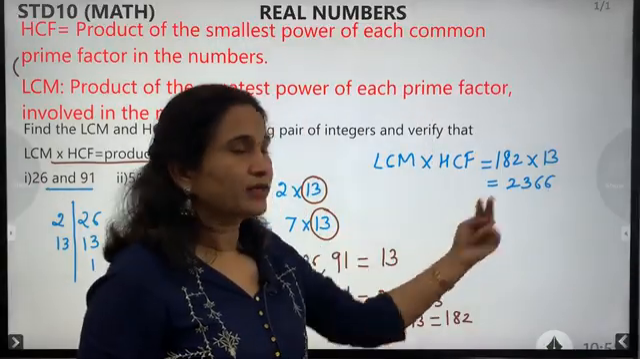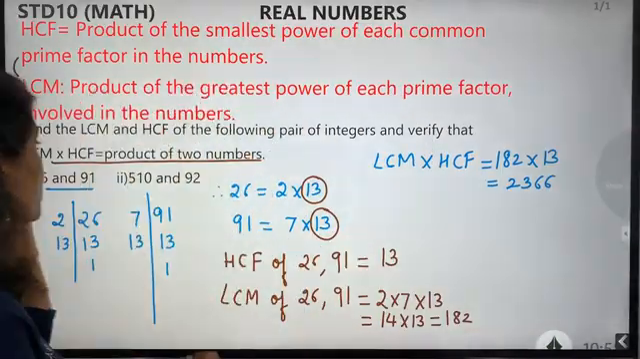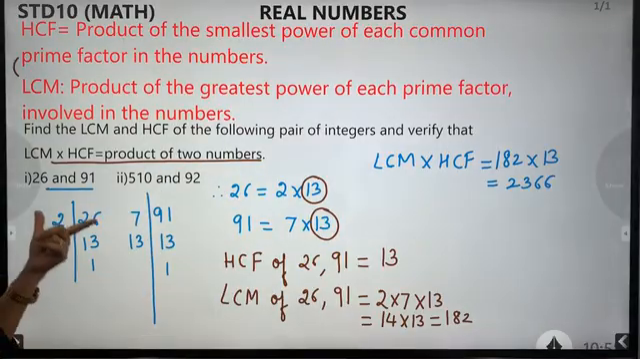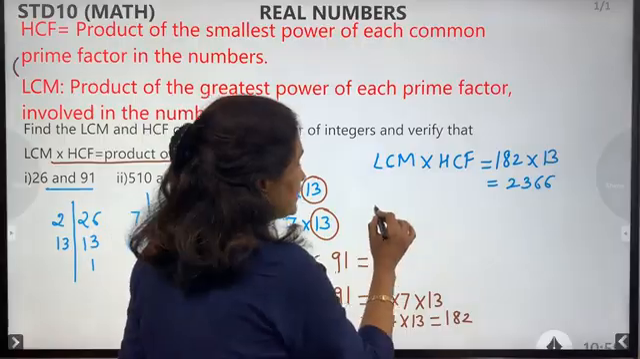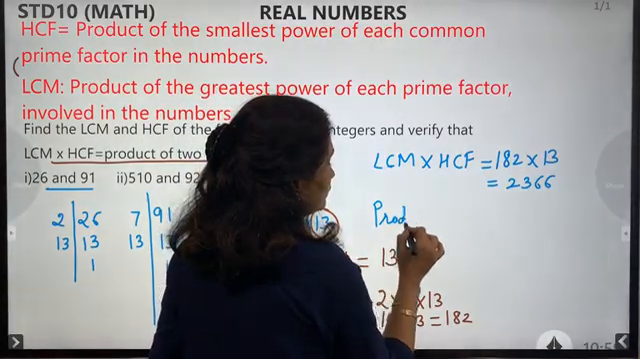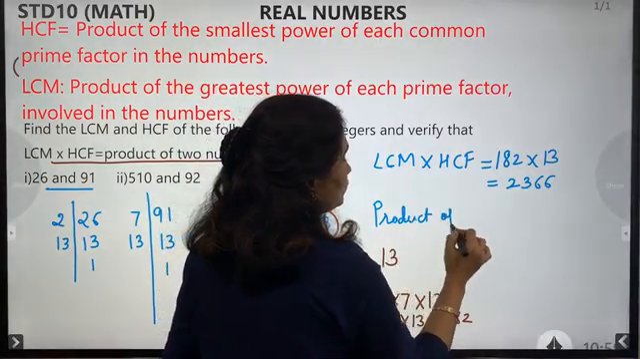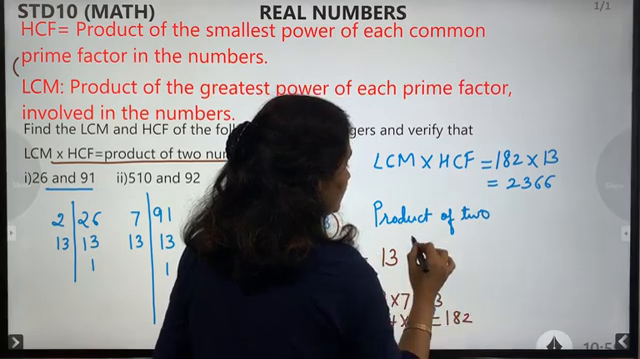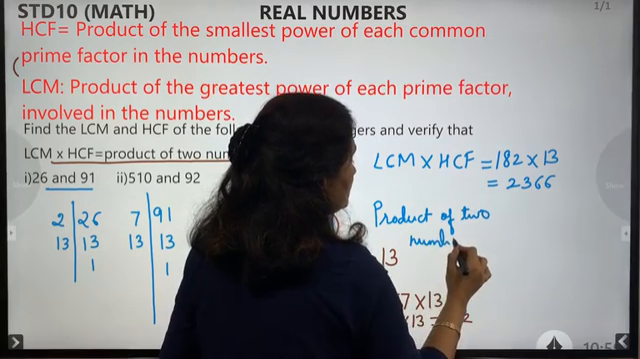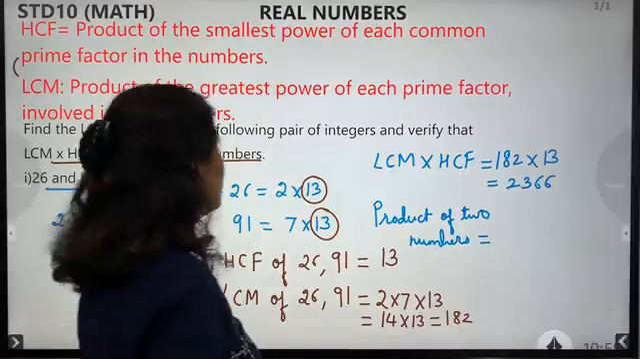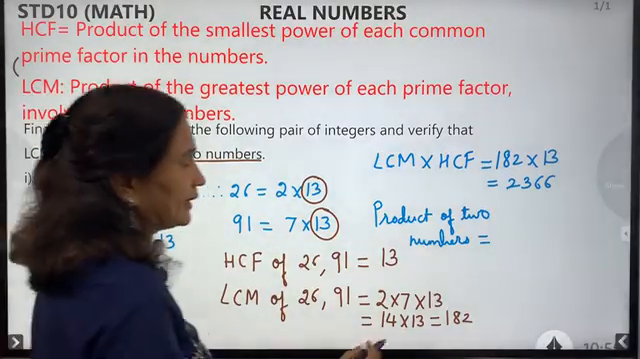So, we got the product 2366, but the next part is the product of the two numbers. Which are the two numbers, children? The two numbers are 26 and 91. So, the next thing we will say, product of two numbers. What is going to be the product of two numbers? It will be 26 into 91.